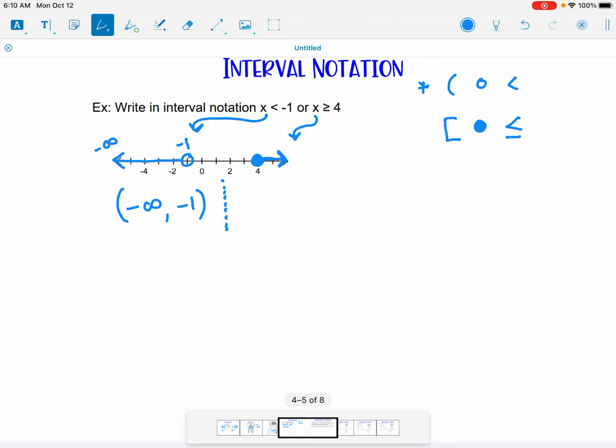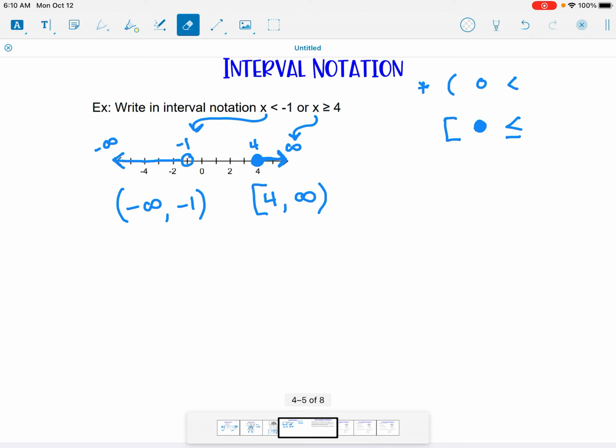Okay, over here on the right side, because the 4 begins this part of the number line with a solid dot, I'm going to have a bracket here at 4. And then the number line keeps going to the right, so it keeps going on towards positive infinity using a parenthesis.